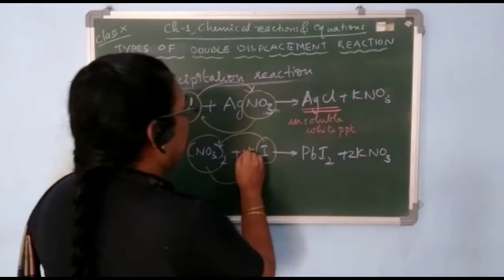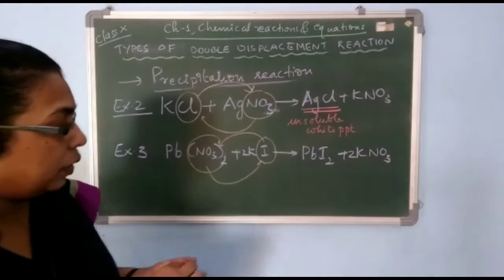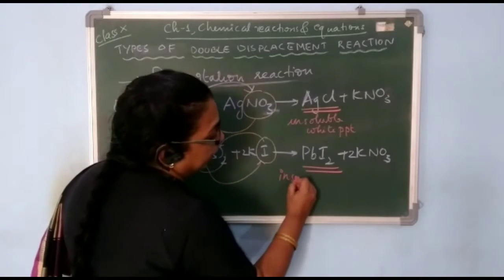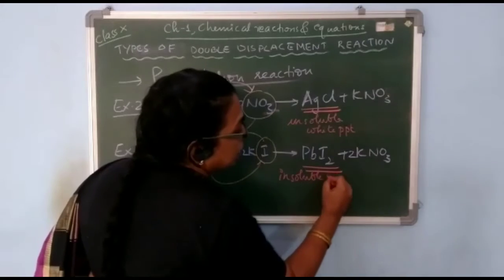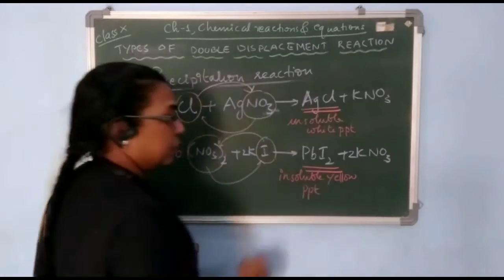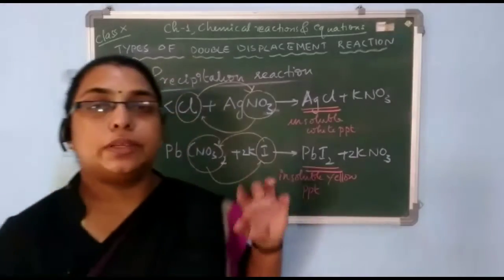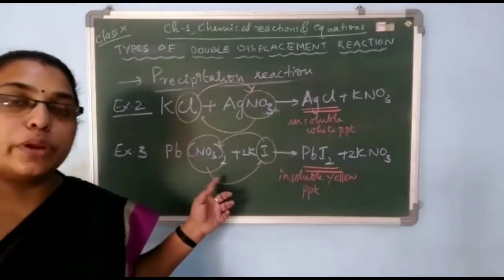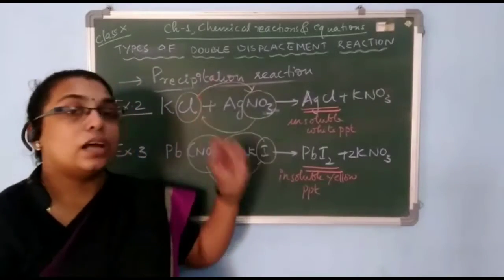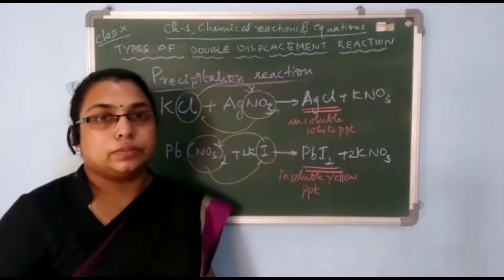Right? Balance it. And what happened here? This lead iodide will form an insoluble yellow precipitate. Here it is yellow color. Yellow precipitate. Since one of the products is precipitating out, this type of double displacement reaction we call a precipitation reaction.